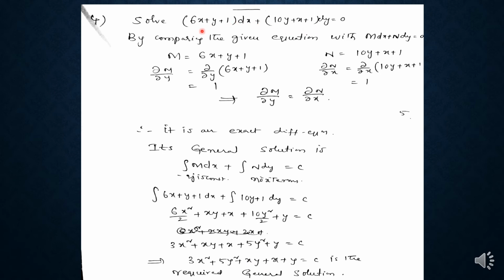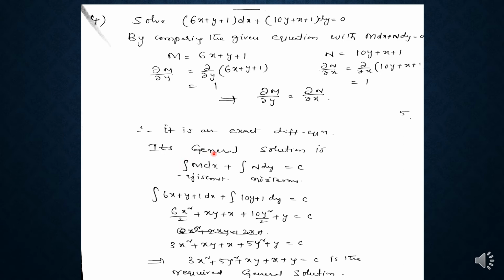So the given differential equation is (6x plus y plus 1) dx plus (10y plus x plus 1) dy is equal to 0. We can observe that this is in the form of M dx plus N dy is equal to 0, where M is equal to 6x plus y plus 1 and N is equal to 10y plus x plus 1.